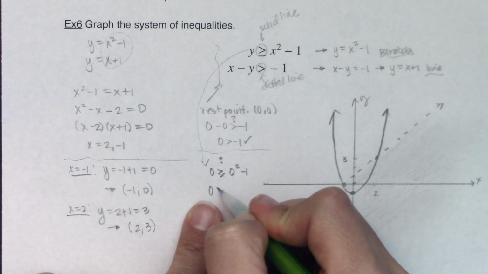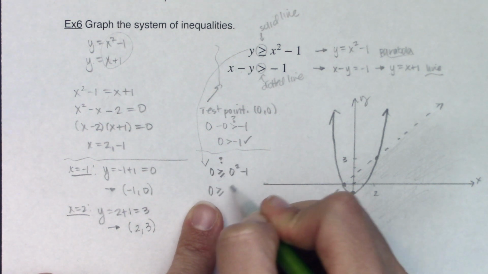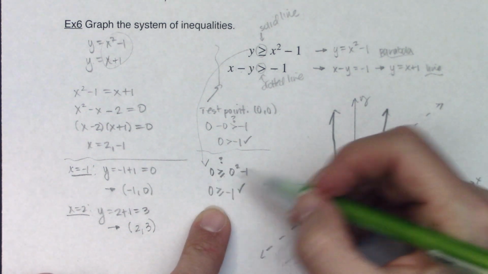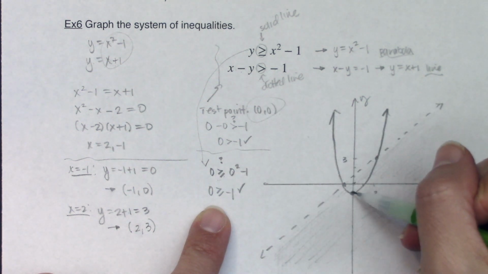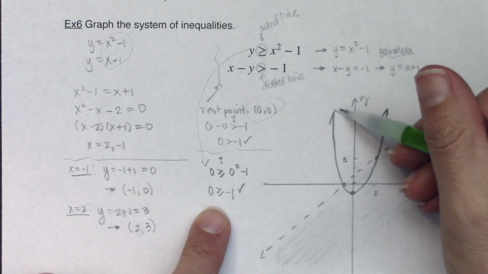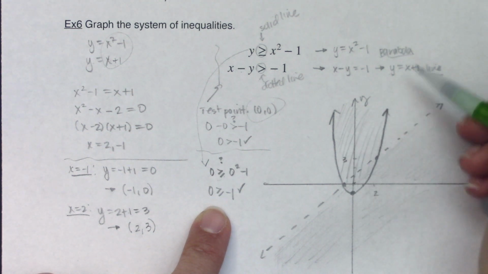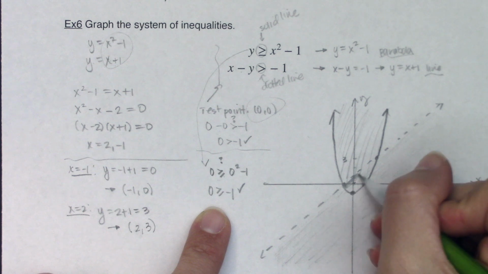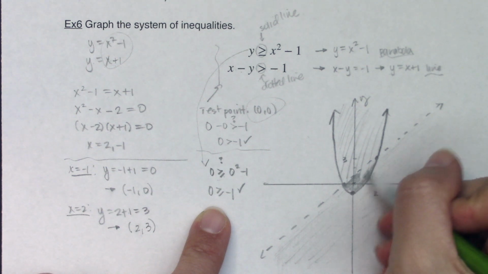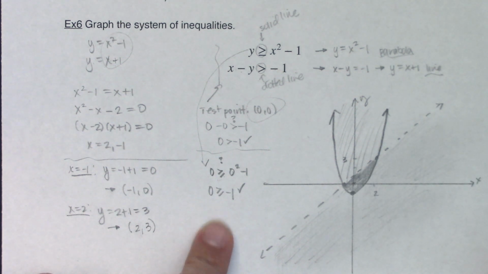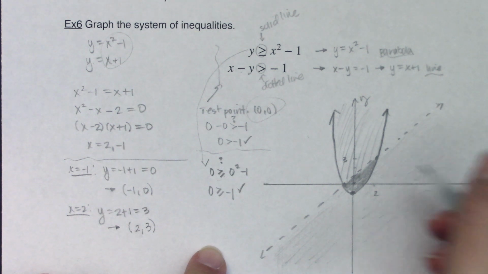All right, 0 is greater than or equal to 0 squared, which is 0, minus 1 is -1. That is true, so I want to include (0, 0). So if this is my parabola, I want to shade up here. But where did they overlap? Here. So this is my feasible region, and that's my solution.